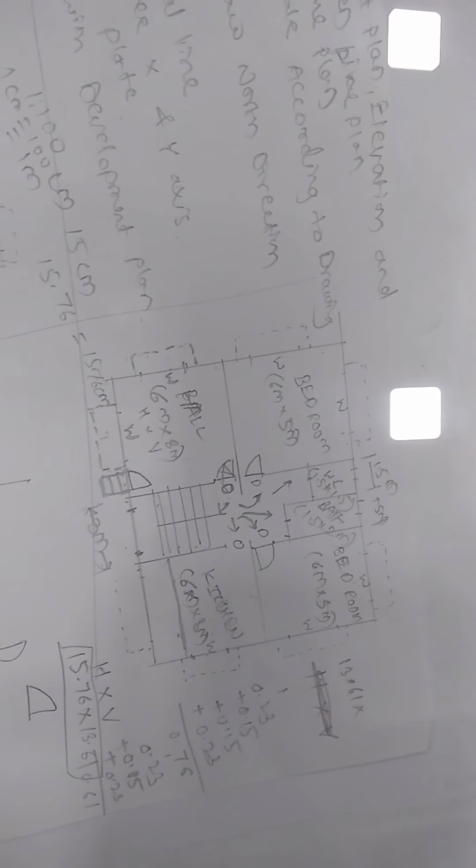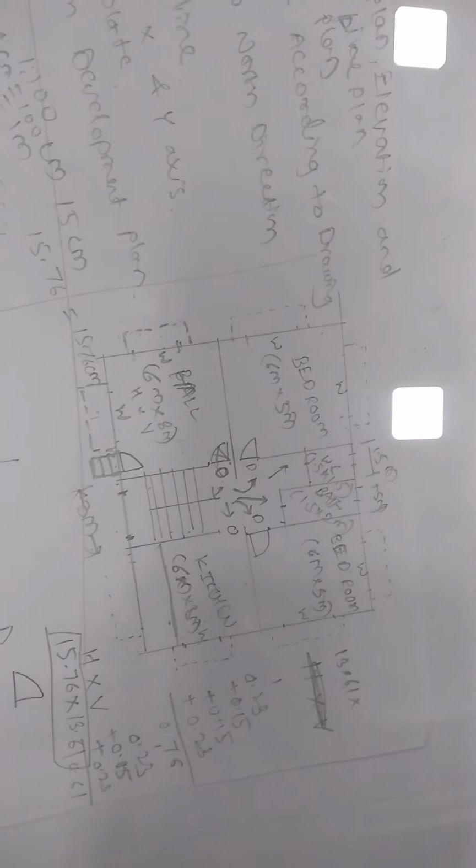So after understanding the steps and the drawing dimensions, let's start with our drawing sheet. Suppose this is your drawing sheet and you have to draw it. So first step is what? First step is understand the line plan. All of you understood the line plan as I explained in the first video.